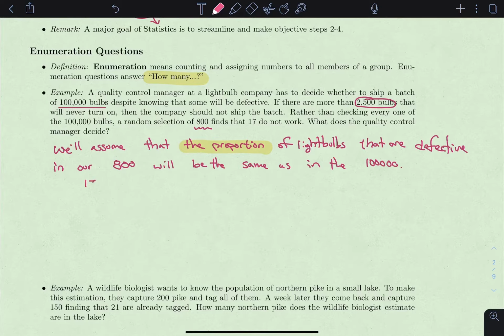So our 17 out of 800 is the proportion. And we're supposing that's going to be equal to the number of defective light bulbs that are in the whole group out of the 100,000. The proportions are what's going to be the same. Where n, the little n, is the number of defective bulbs in the whole lot.